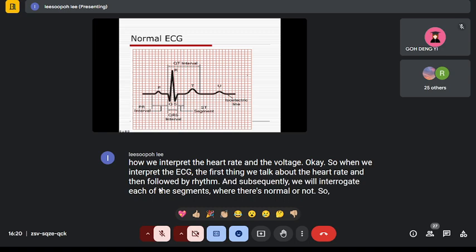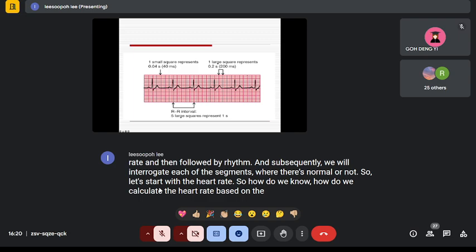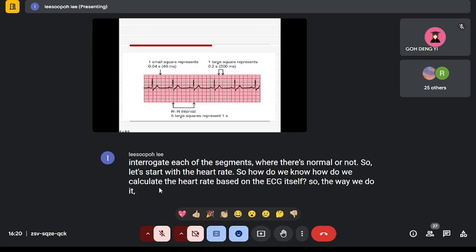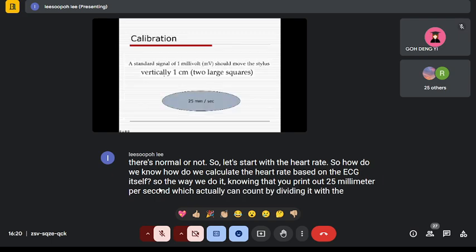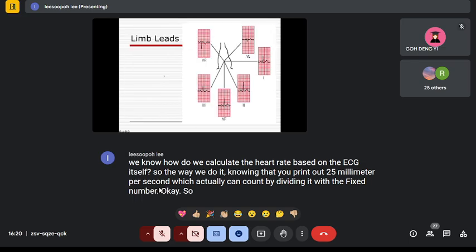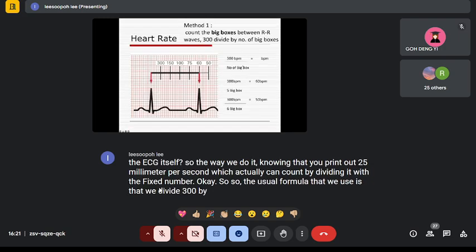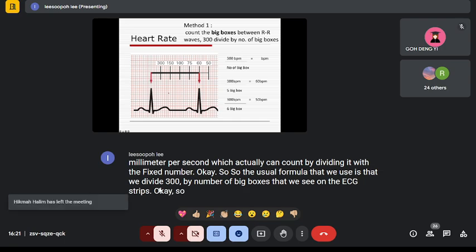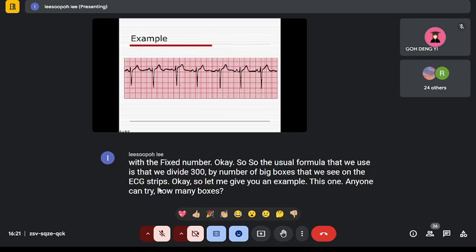So let's start with the heart rate. How do we calculate the heart rate based on the ECG? Knowing that it prints out 25 millimeters per second, we can count by dividing by a fixed number. The usual formula that we use is to divide 300 by the number of big boxes that we see on the ECG strip. Let me give you an example. This one. Anyone can try: how many big boxes is that?